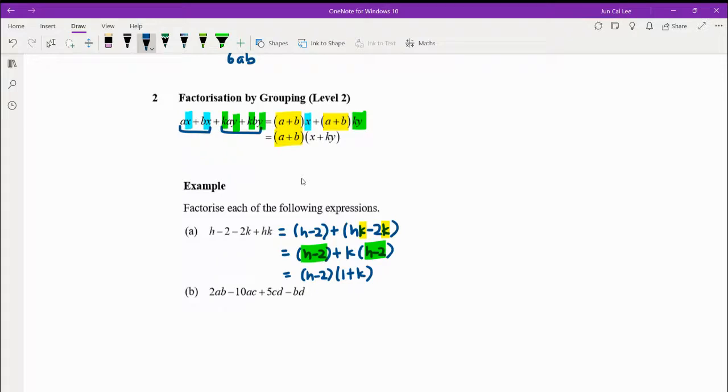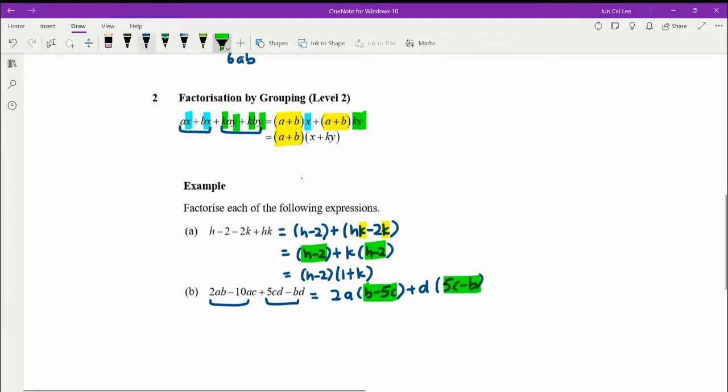Same thing goes for part B, group them 2 by 2. For the first two terms, I see a 2a as a common factor, and factorizing it gives me b minus 5c at the end. The next two terms, there's a common factor of d, and if you take that out, that will be 5c minus b. Okay, looks very different, but these two are actually negatives of each other.